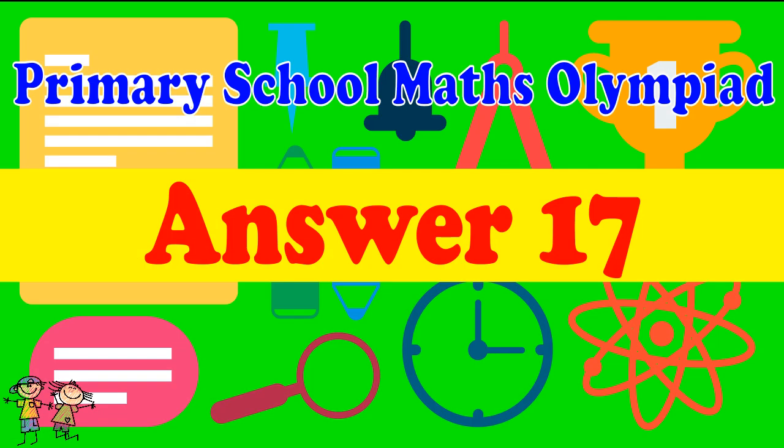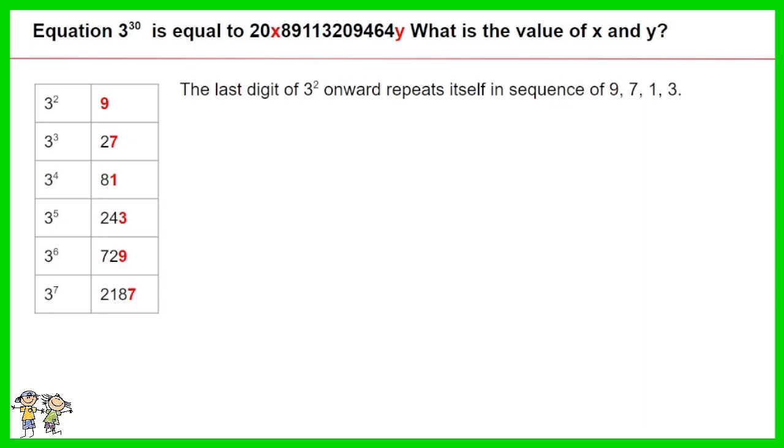Answer for question 17. Notice the last digit of 3 to the power of 2 onward repeats itself, in sequence of 9, 7, 1, 3. Excluding 3 to the power of 1, we have 29 divided by 4, which is 7, with remainder of 1. Thus y equals 9.